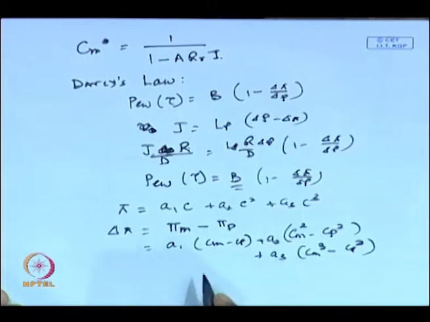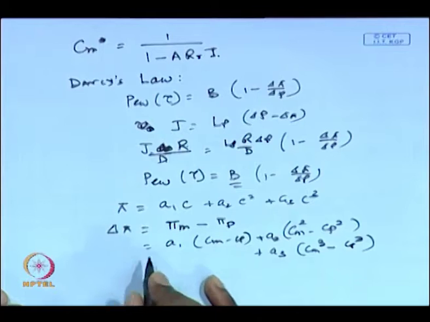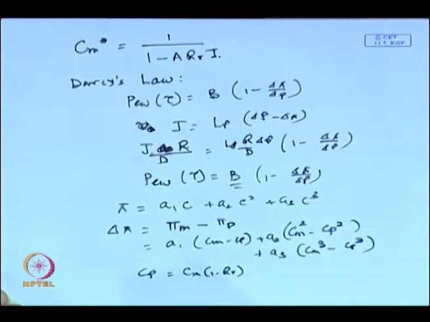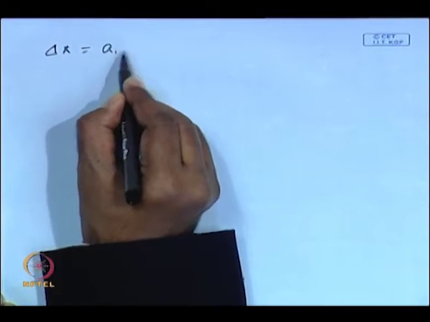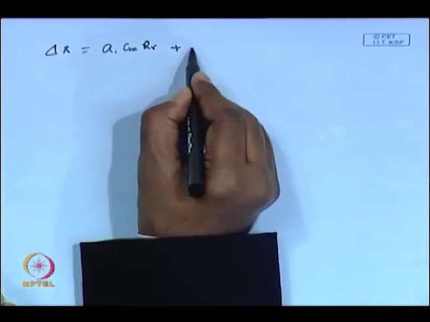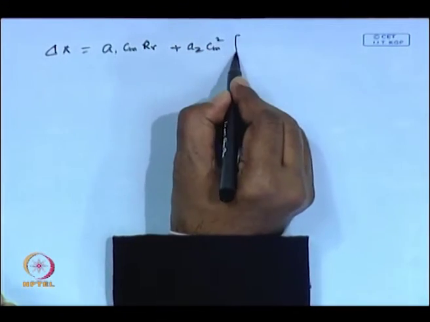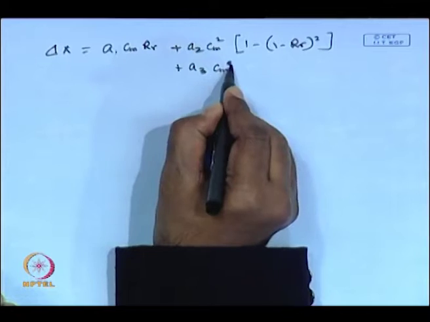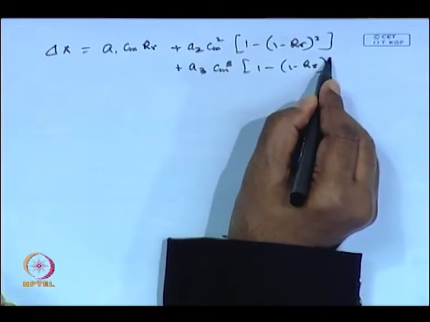Now you can replace Cp in favor of Cm by doing this exercise. Cp is nothing but Cm into 1 minus real retention. If you substitute this, delta pi will become a sole function of membrane surface concentration. So, let us do that and see what we get. Delta pi will be nothing but A1 Cm RR plus A2 Cm square times (1 minus RR) square, plus A3 Cm cube times (1 minus RR) whole cube.